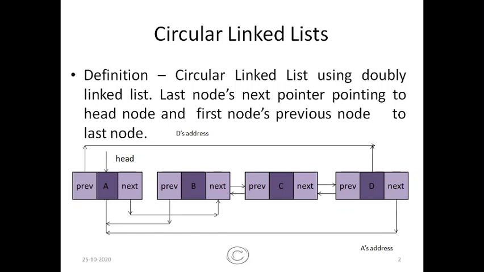So the first node's previous pointer will point to D's address, the last node. We can imagine the circular linked list as anti-clockwise and clockwise movement, so we can move in both directions: forward direction using the next address and backward direction using the previous node or previous link.